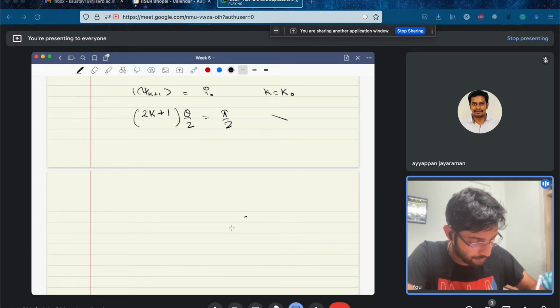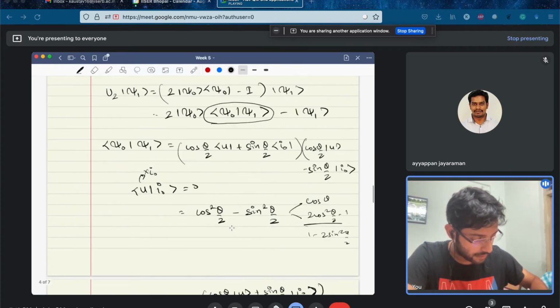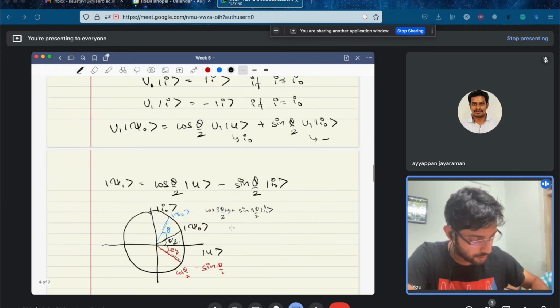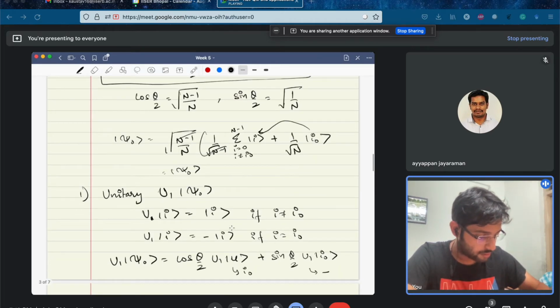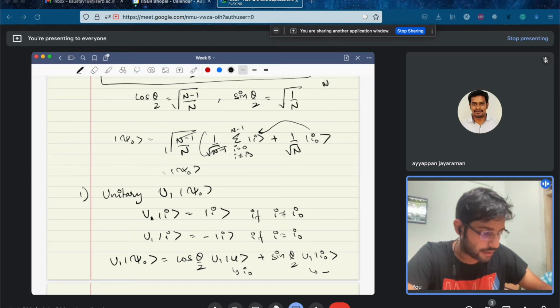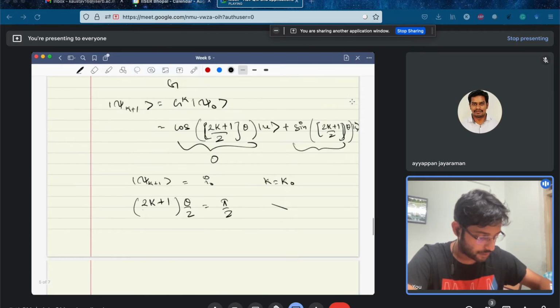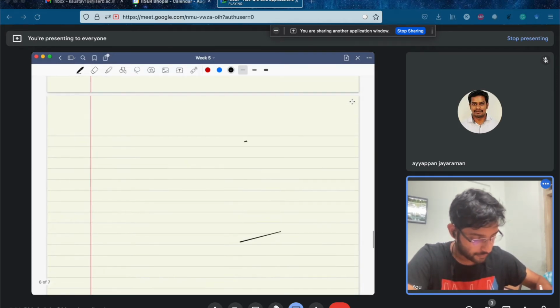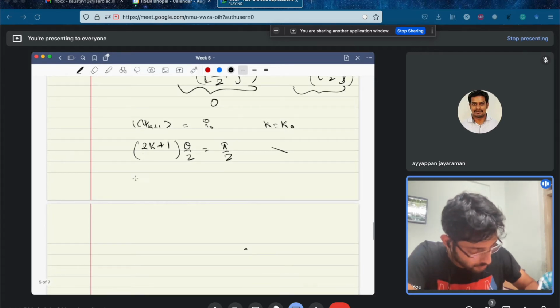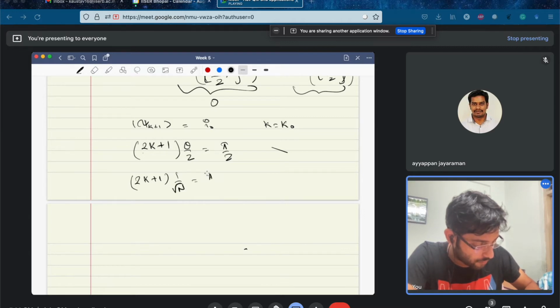Now you have seen at the top that we have considered sine theta by 2 as your root n. So in case of large n, when n is very large, your sine theta basically becomes theta by 2, and this becomes theta by 2 equal to 1 by root n, right? So we are going to substitute theta by 2 here with the 1 by root n to pi by 2.